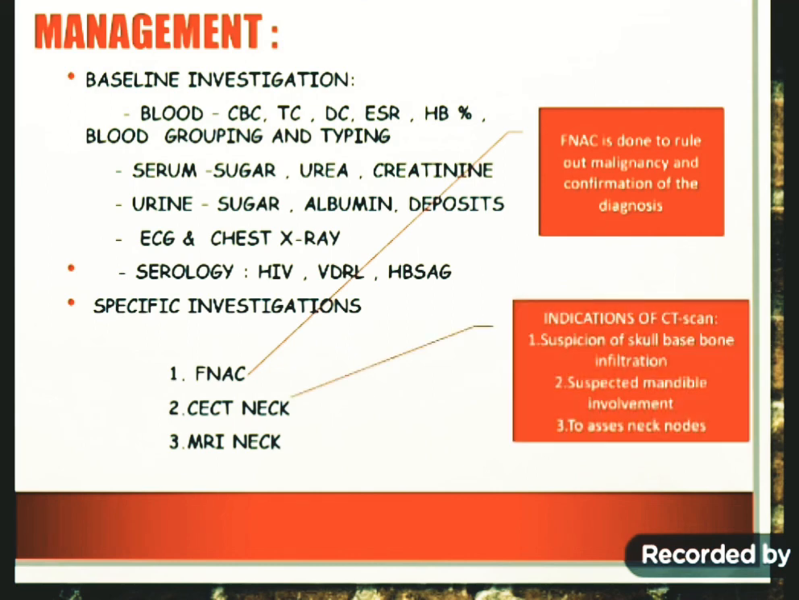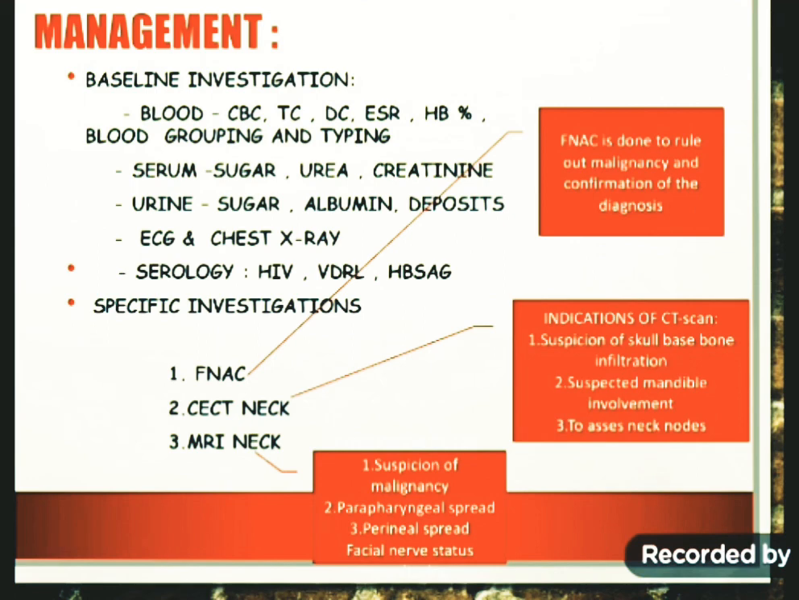Secondly, we'll do CECT neck. The indications of CECT scan are: if you are suspecting skull base bone infiltration, if you are suspecting mandible involvement, or if you want to assess the neck nodes, then you have to do a CT scan. Next is MRI. Indications of MRI are the same: if you have a suspicion of malignancy, parapharyngeal spread or perineural spread is suspected, and to find out the facial nerve status. These are the three investigations you will do.